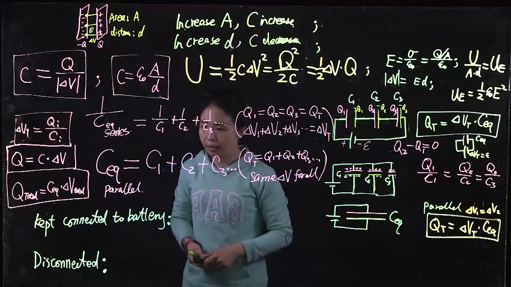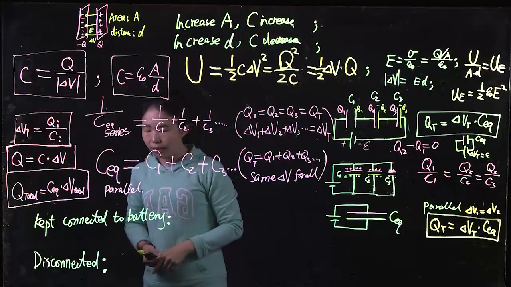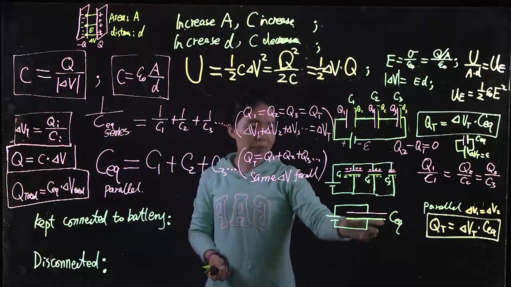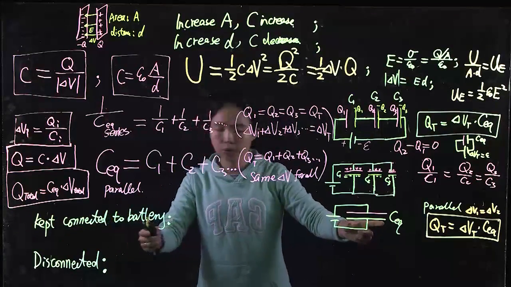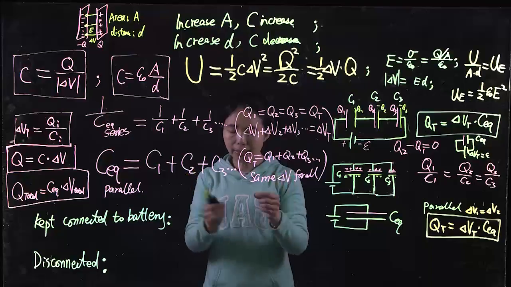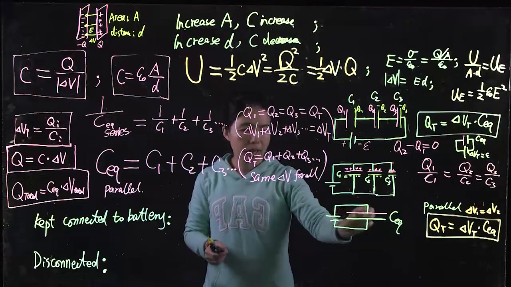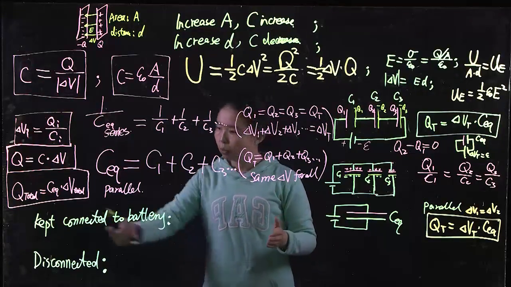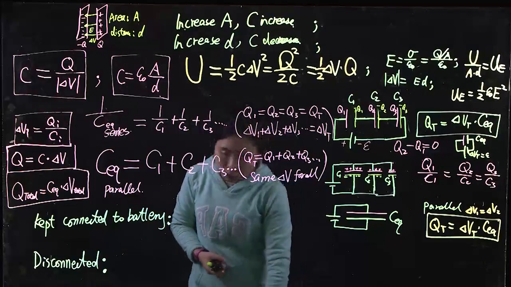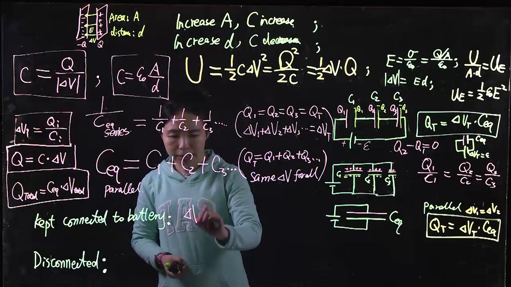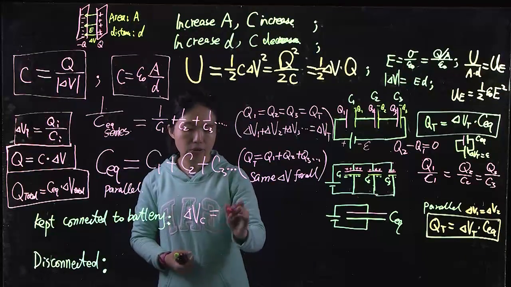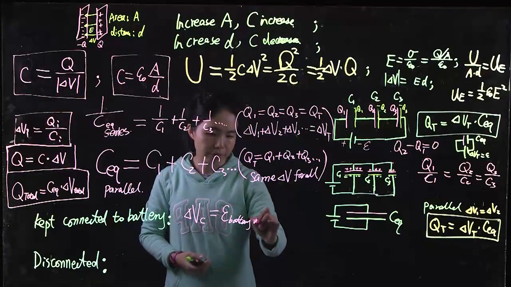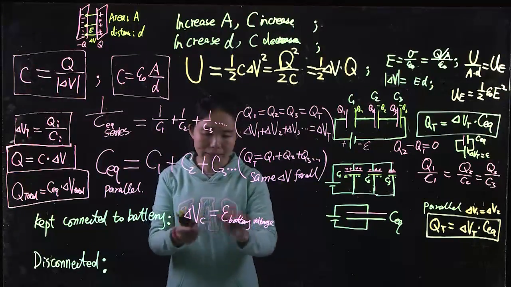So what's next? If we are using this in the circuit, there are two different ways. One is that you keep your capacitor connected to a battery. Once it's connected to the battery, it takes a small amount of time for the capacitor to be charged. Once it reaches a steady equilibrium, while it is kept connected to a battery, you have a golden rule that the delta V of the capacitor equals the battery voltage.